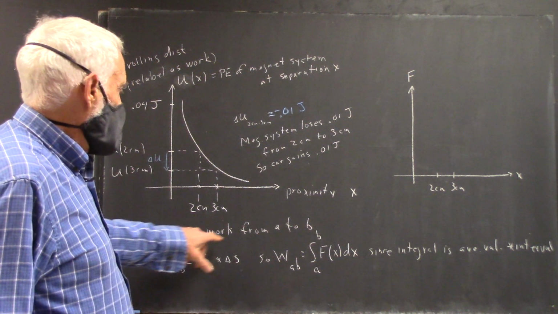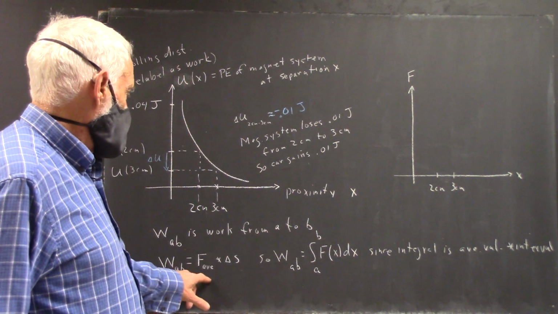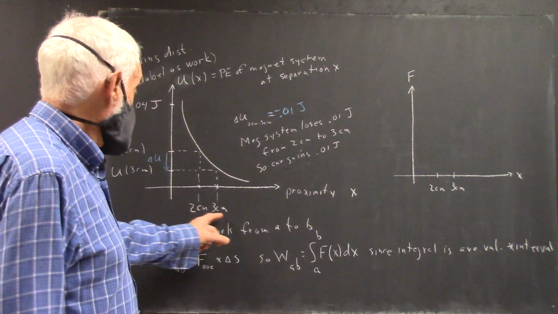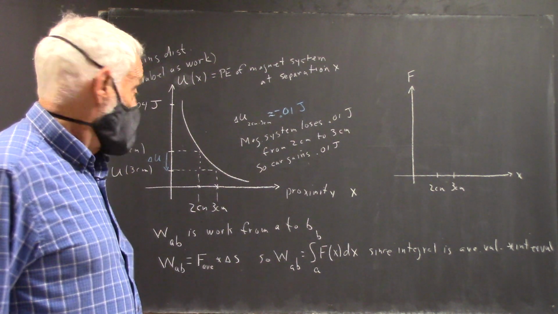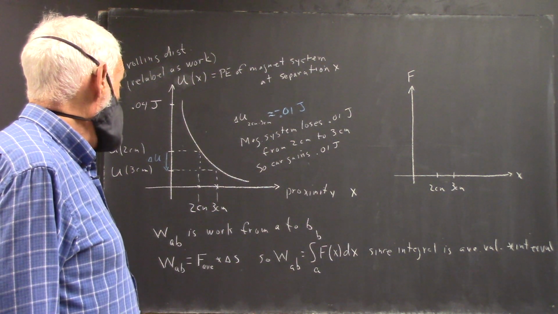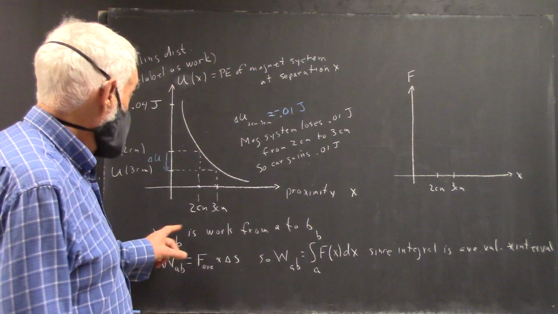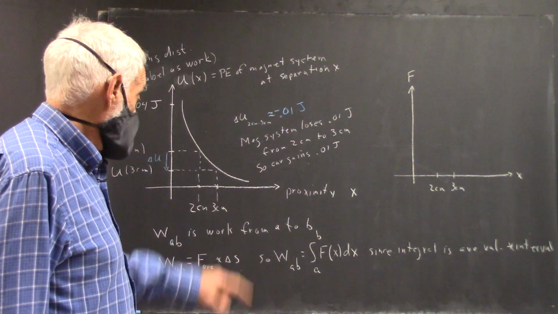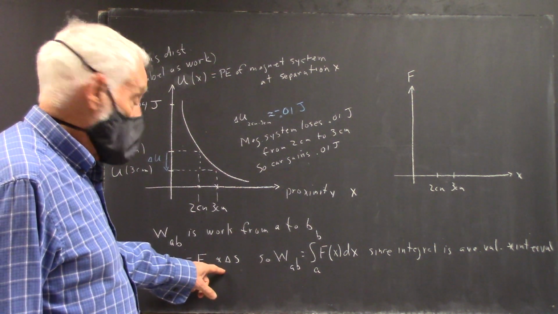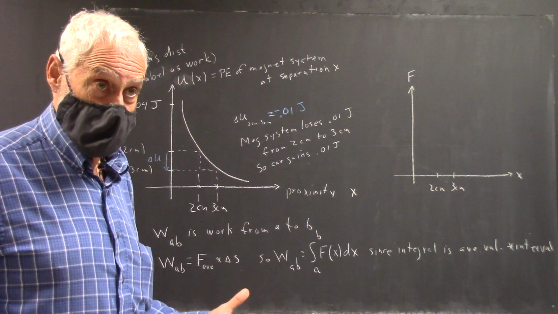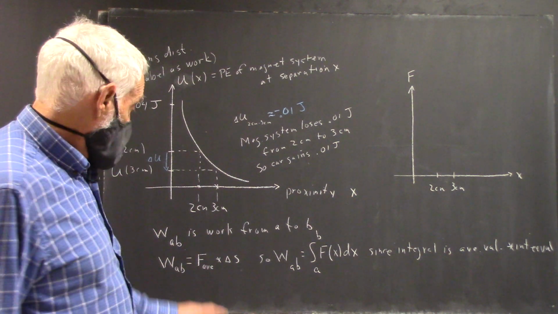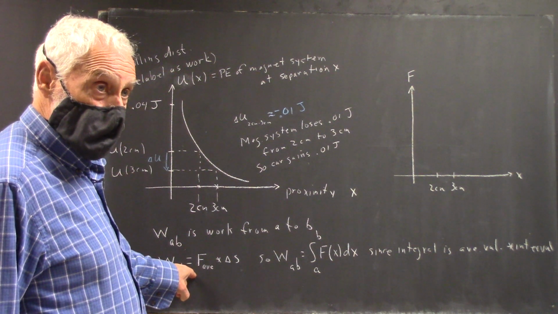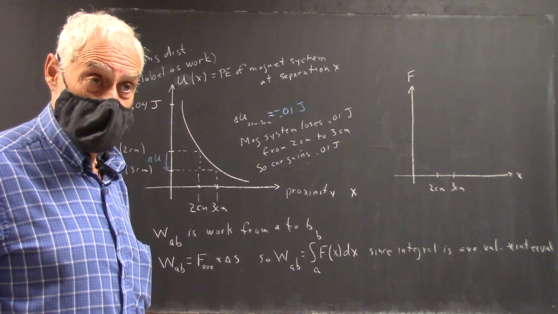The work from A to B is equal to the average force times delta S. What's the work from A to B? Well, the work done by the magnet system from A to B is 0.01 joules. So we know the work from 2 centimeters to 3 centimeters. What's your displacement? It's a centimeter. Can we determine the average force? Well, we sure can. And we find the average force is about a Newton.